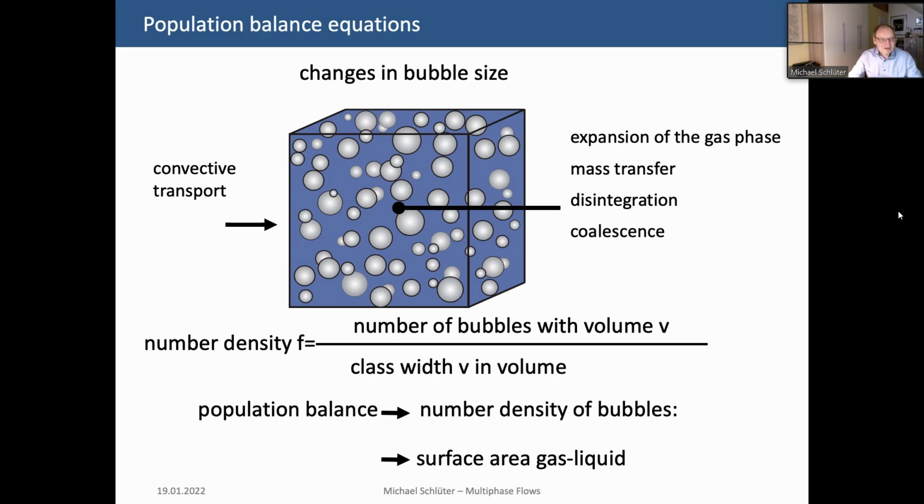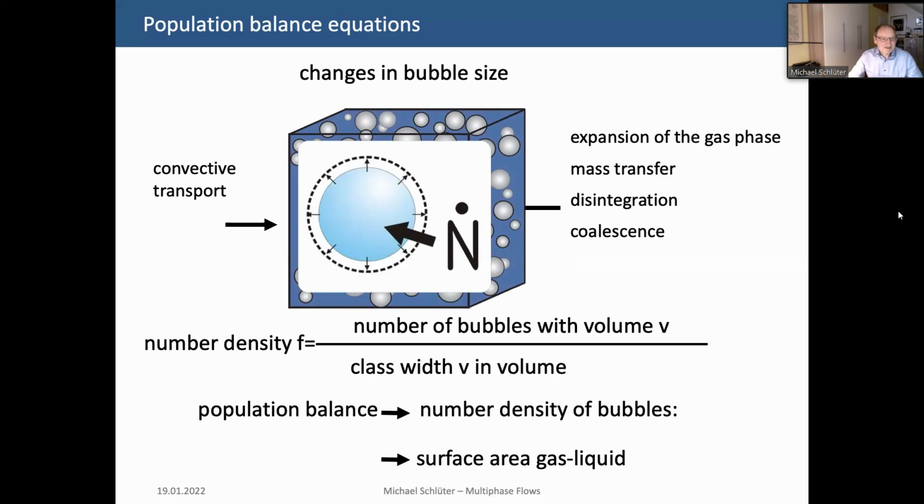So to calculate particle size distributions that are so important for the design and the prediction of bubble column reactors, we have to take into account different processes in a bubble swarm. So we have changes in bubble size, and we have these changes in bubble size by some convective transport. So bubbles of different sizes are coming into our volume or leaving our volume. We have an expansion of the gas phase due to changes in the static height. We have a change in the bubble size by mass transfer. Here, for example, nitrogen is diffusing into the bubble, therefore the bubble expands and gets larger.